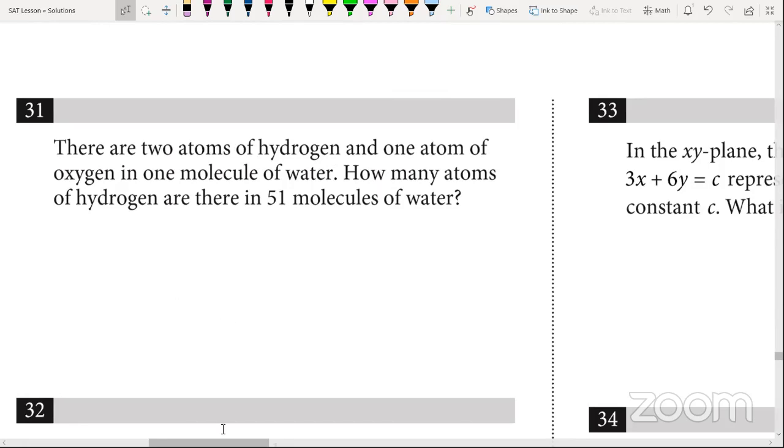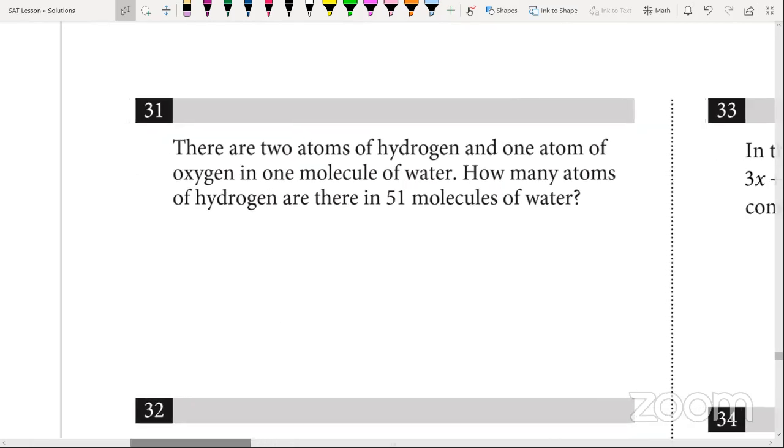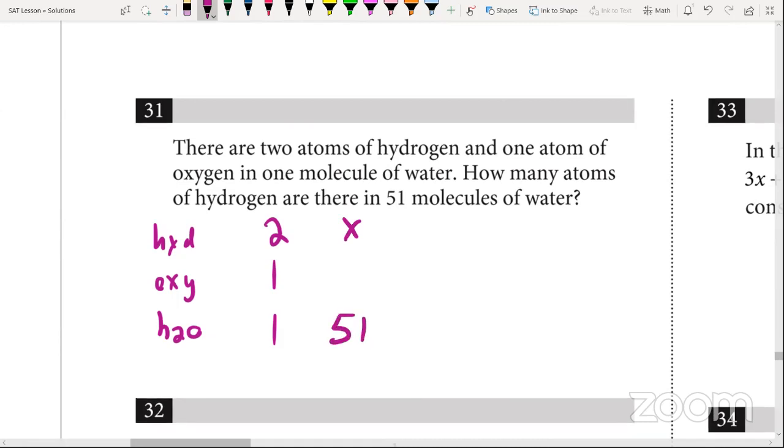31 is giving us 3 things to think about. They're giving us the hydrogen, the oxygen, and the water. So if I want to stay organized here, I might just create a little chart: hydrogen, oxygen, and water. And they're saying that there's 2 hydrogens and 1 oxygen in 1 water. And how many hydrogens are there when there's 51 waters?